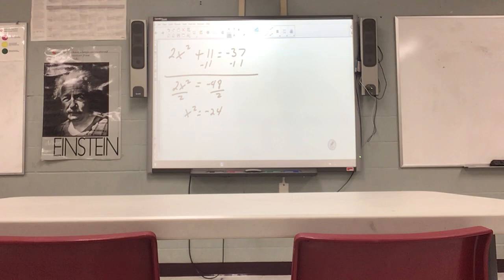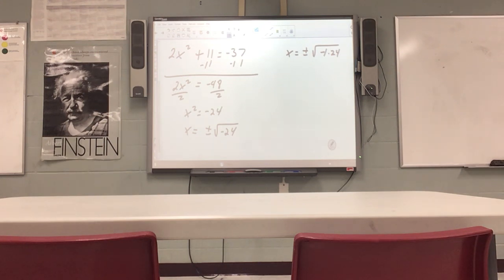Okay, now I'm ready to undo that squared, and what undoes a squared? Square root, so my x is going to equal plus or minus the square root of negative 24. This is where we're combining yesterday's stuff and today's stuff. Today's stuff: I know that negative 24 is the same as negative 1 times 24, so that allows me to bring the i out. Square root of negative 1 is i.